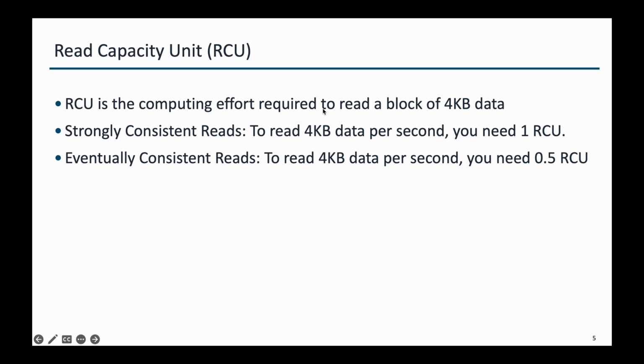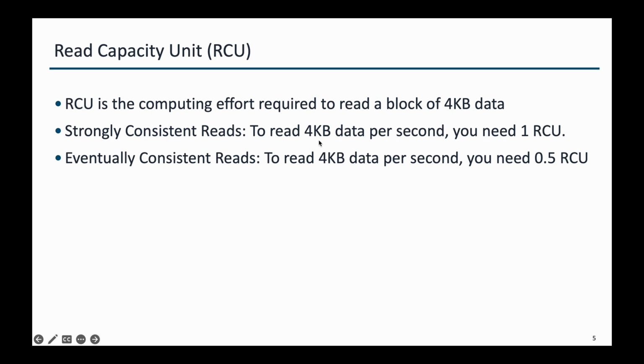So RCU is the computing effort required to read a block of 4 KB data. Assume that an item is a record, or one row, in DynamoDB. If one item is 4 KB or less, that can be considered as one single block, and the computing effort, or the number of CPU cycles, required to read a block of 4 KB data is known as one RCU. In case of strongly consistent reads, to read 4 KB data per second, you need one RCU. Okay, that is the definition.